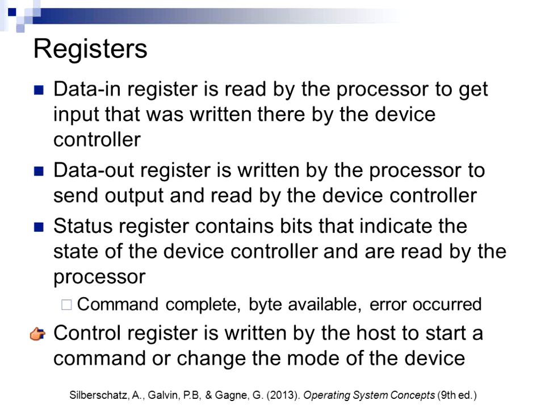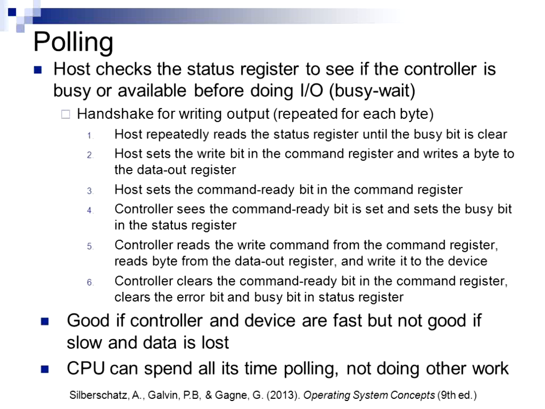So those are the registers that are used. And so we need to look next at how the CPU actually knows that something has happened. One way the CPU can do this, and here I'm talking about the host, the main computer system, is to check the status register to see if the controller is busy or available before it tries to tell the controller to do something else. So it'll keep checking and checking until the busy bit is clear on the controller for that particular device. Okay, so that's kind of a busy wait loop.